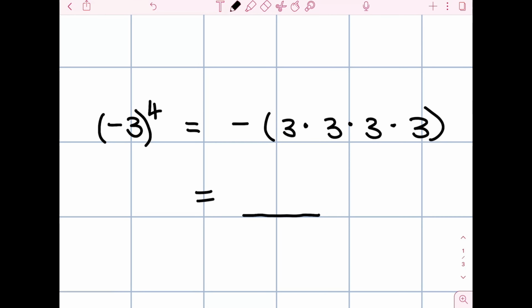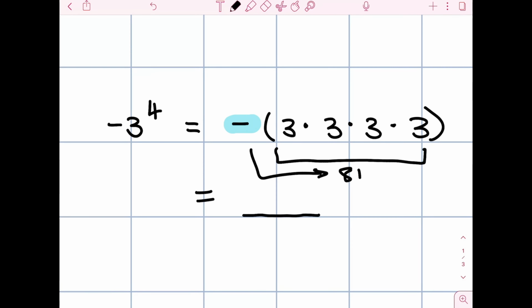If negative 3 were to be in parentheses, then we wouldn't have to separate out the negative sign when we're actually multiplying it out. But since negative 3 isn't in the parentheses, we have to take out the negative sign and multiply 3 by itself 4 times. This part of the equation equals 81, and if we multiply it by negative, we get negative 81.